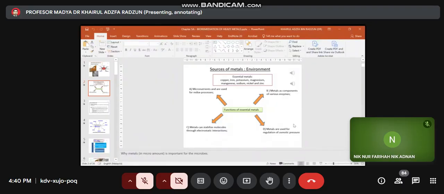And then the next slide is the sources of metals. Normally the metals can be found in the environment. We can see these metals, for instance the essential metals such as copper, iron, potassium, magnesium, manganese, sodium, nickel, and also zinc.